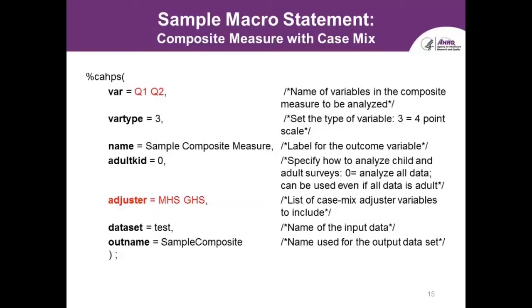So with this macro run, I get the same exact results as I got for the previous run, but now I'm getting it obviously for composite scores, and I'm getting adjusted and unadjusted scores, and my significant differences are based on the case mix adjusted scores.